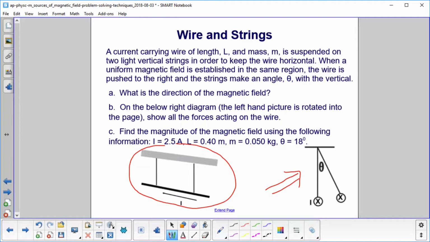Okay? What is the direction of the magnetic field? And on the below right diagram, where we took this guy here and rotated him into the page, so you see the current going into the page like that, hanging from the support there with the string. Show all the forces acting on the wire. C. Find the magnitude of the magnetic field using the following information, and I give you the current, length, mass, and the angle theta that the wire is displaced by the magnetic field.